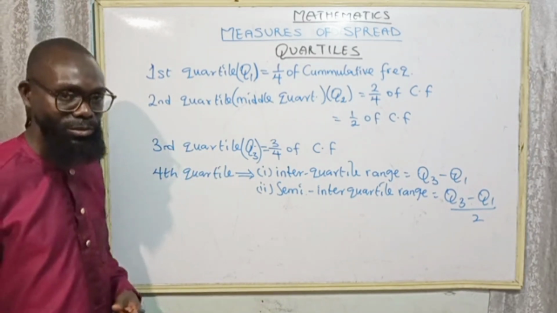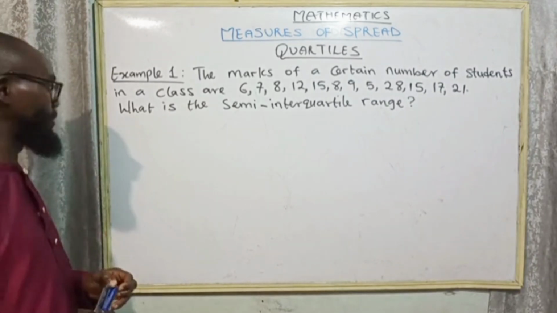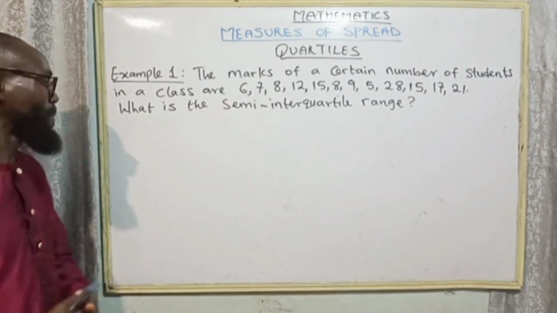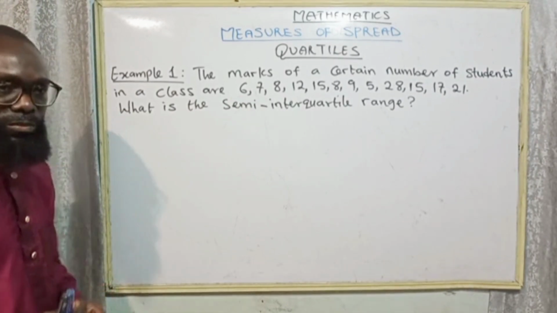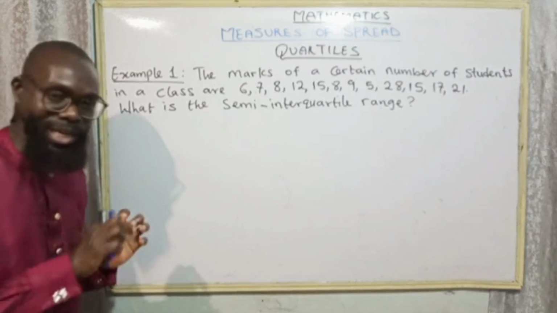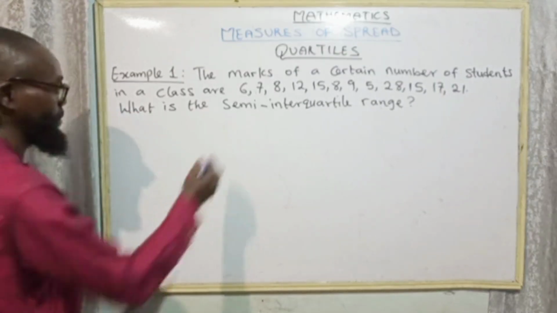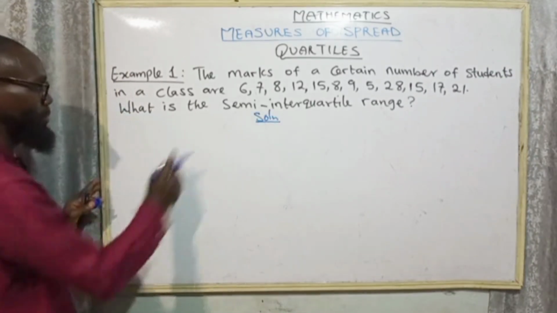So let's proceed. Example 1. The marks of a certain number of students in a class are given below. What is the semi-interquartile range? Don't forget, to solve quartile, we need cumulative frequency. So let's proceed. Let's put this in a table.